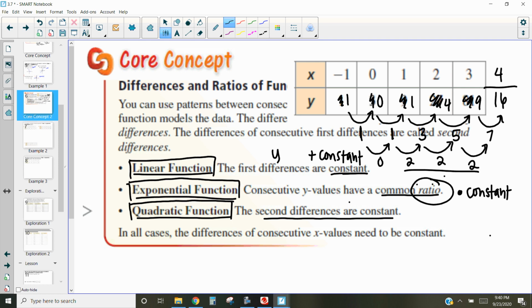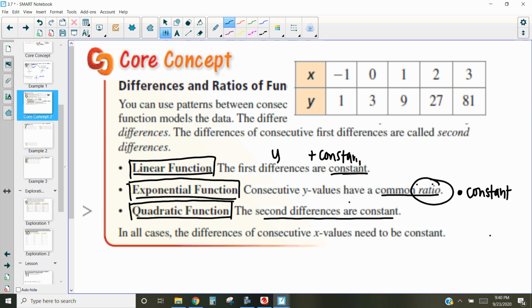If we look at the numbers that we add, so we look at the difference, and then find the difference of our differences, then it's going to be quadratic. So let's go through a couple of examples like this to see what happens.